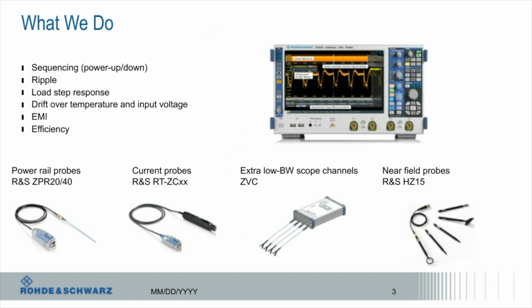Inside of Rohde Schwarz, we use oscilloscopes also for measuring power rails. We'll typically look at sequencing, ripple, load step responses, drift over temperature and input voltage, EMI, and efficiency. And at the bottom is a list of probes that we use to customize the scope to make these measurements.